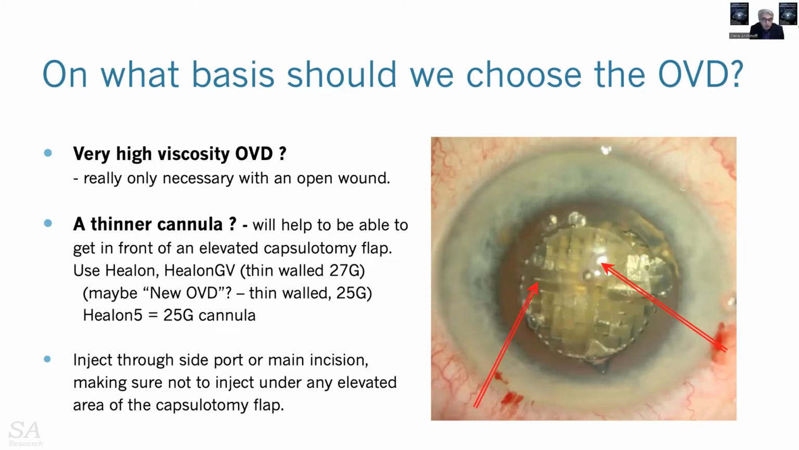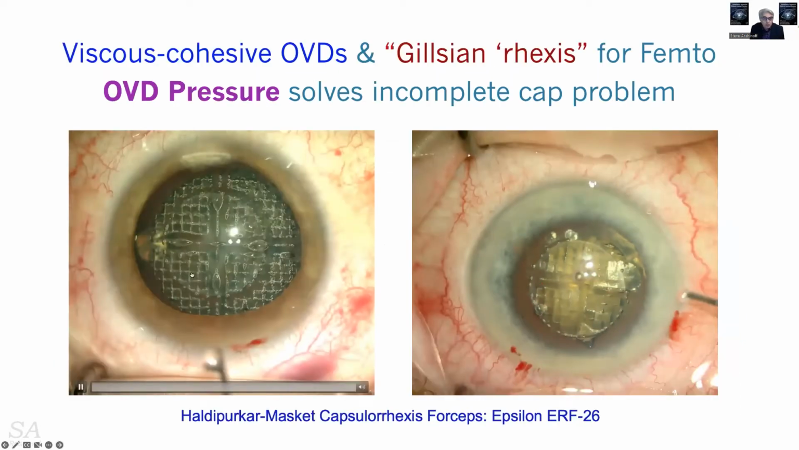And the best OVDs to use for this are either Healon or Healon GV because the incision is still closed, so you can induce a lot of pressure with either of them. But they come with a thin-walled cannula, a 27 gauge, which is easier to get behind the space and to push the capsule backwards. And that's how you can do these cases. And here I'll show you two of them.